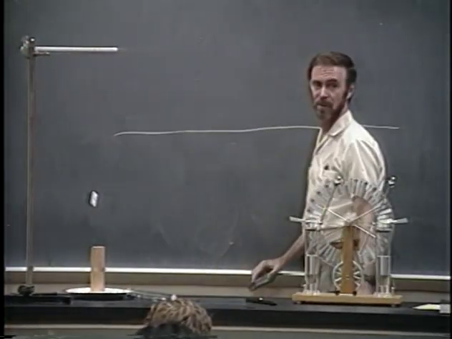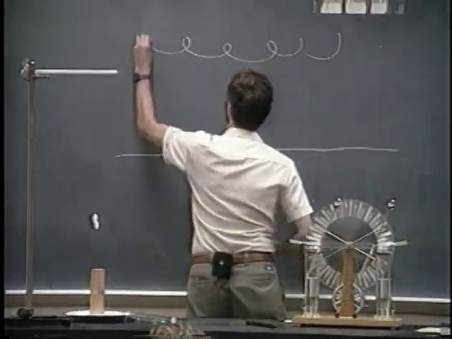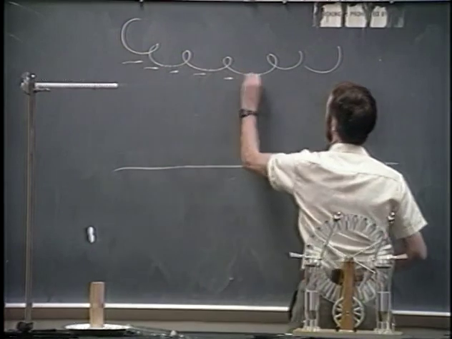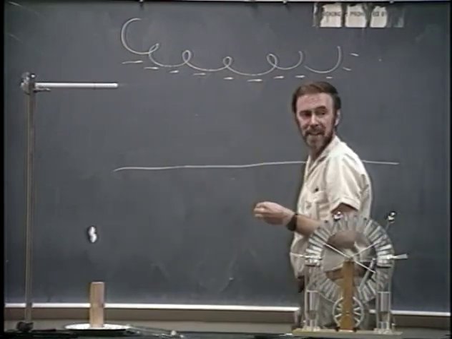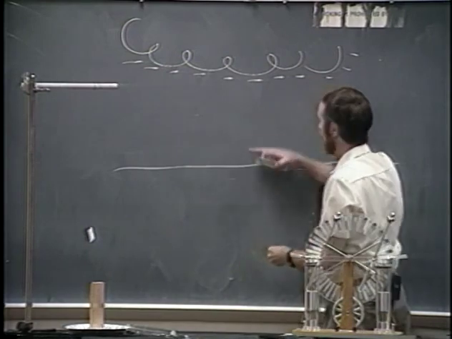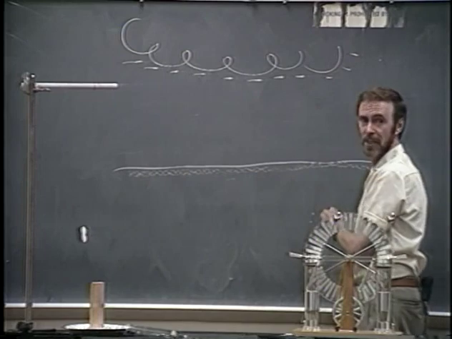Here's the ground down below. Here comes a cloud. Maybe the cloud is all negative on the bottom. If it's negative on the bottom, guess what it is at the top, gang? Positive, that's right. And that cloud is going to induce a charge down below here in the ground.